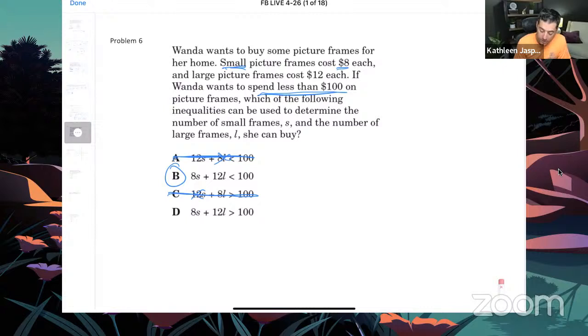So 8S plus 12L is greater than 100. No, we don't want that. That's out. So we have just shown that B is the correct answer.